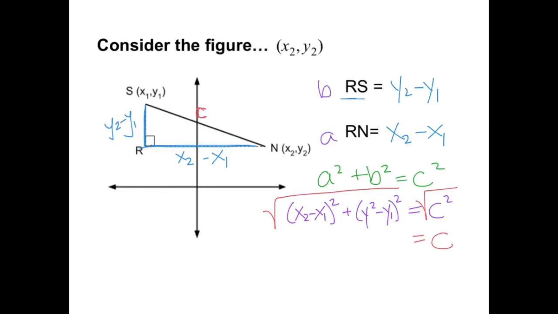Just to take a second look at what we did here. Remember, the legs came from subtracting the distances. So this distance here is coming from taking the y values and subtracting them. This distance is from taking the x values and subtracting them.